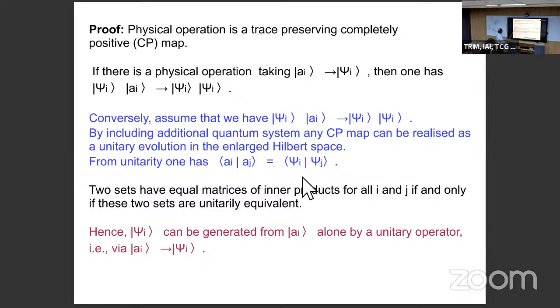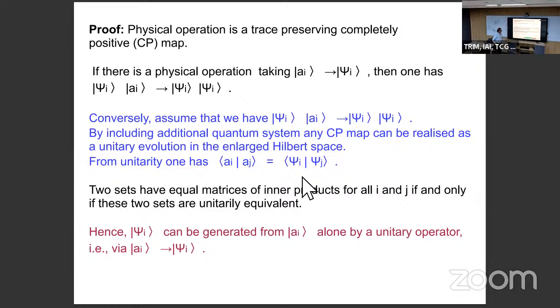So conversely, you assume that you have a map something like this. By including an additional quantum system, any physical transformation can be realized by unitary evolution in a larger Hilbert space. And by unitarity, we know that if this is satisfied, then for two distinct I and J, I should have the inner product of A I, A J times the inner product of S I J.